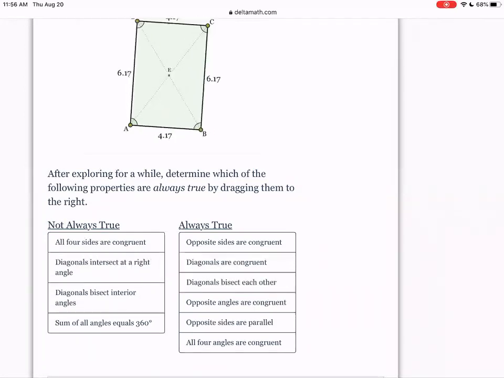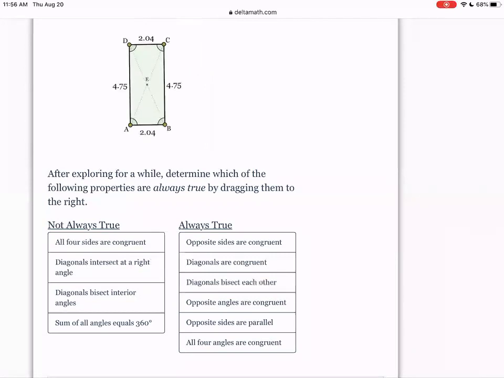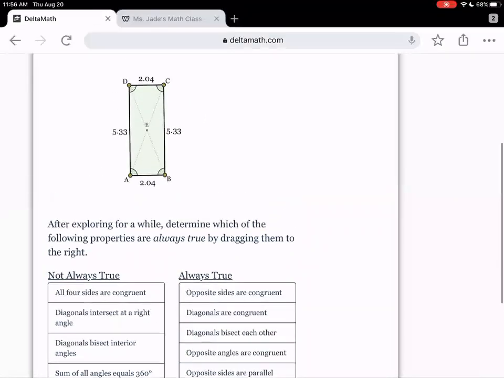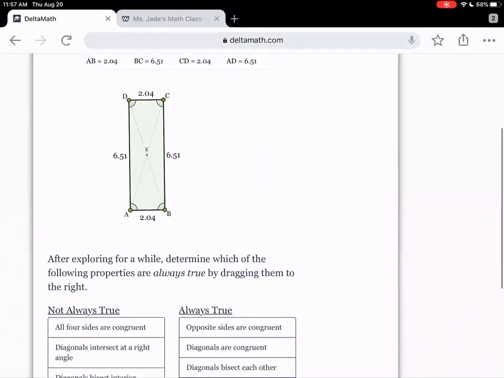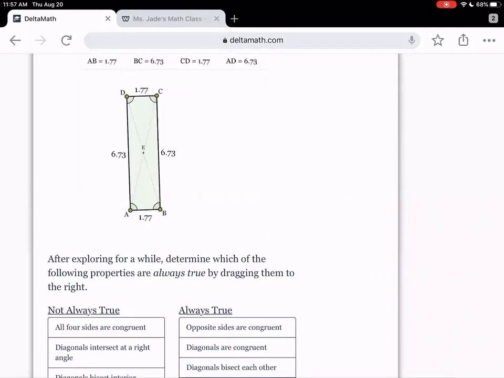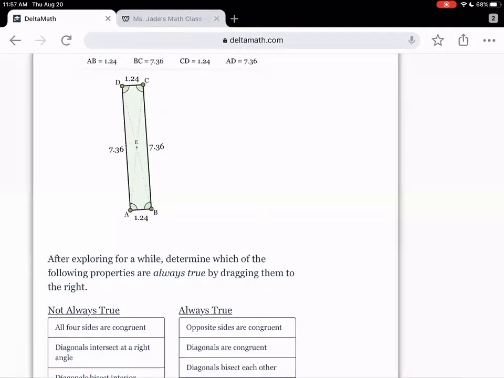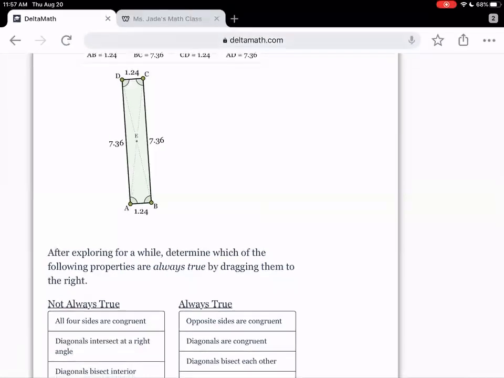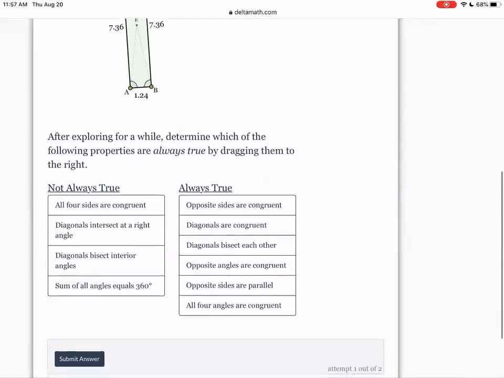And then take a look at the diagonals again. Do they intersect at a right angle? Do those dotted lines cross over in a right angle, always? Look at the dot that says E. Does it look like those are right angles where E is? No, right? One of them is a really skinny, narrow angle. One of them is a really wide open angle. So I'm going to leave that in the not always true section.